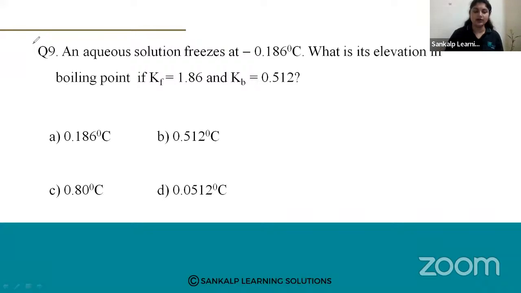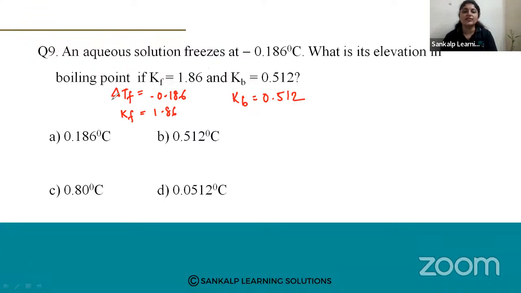So what all is given here? We'll write what all is given. So that is freezing, delta TF, which is given as minus 0.186. Kf is given as 1.86, and Kb is given as 0.512. Okay, now freezing is given. We have to find delta TB.